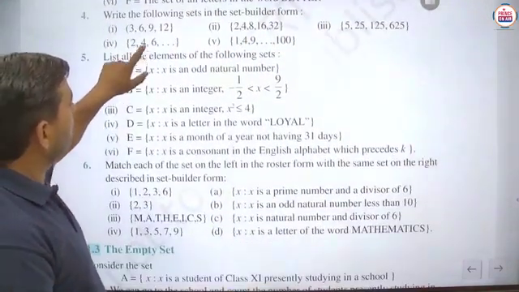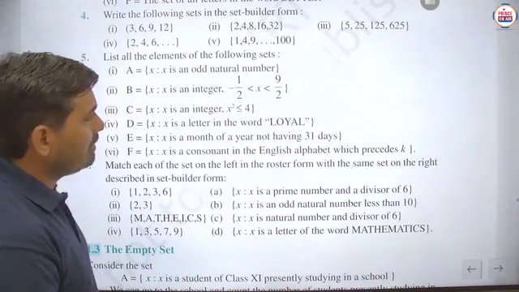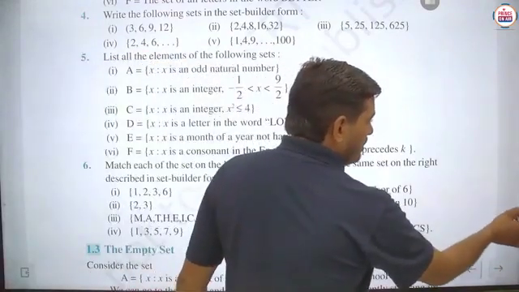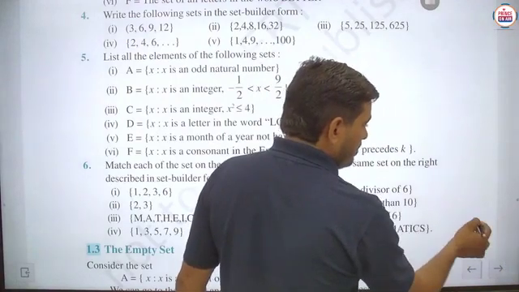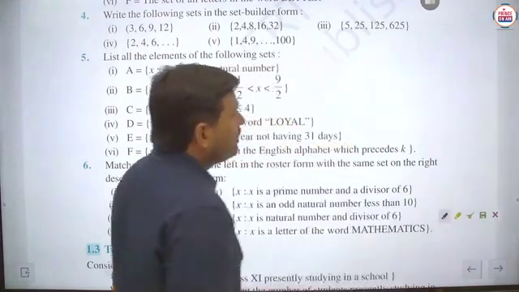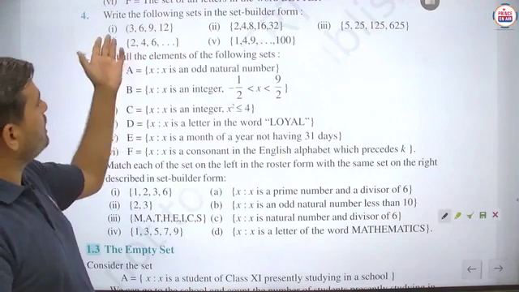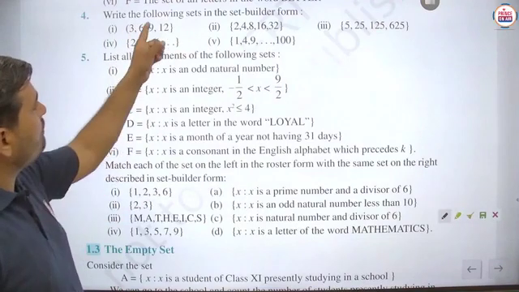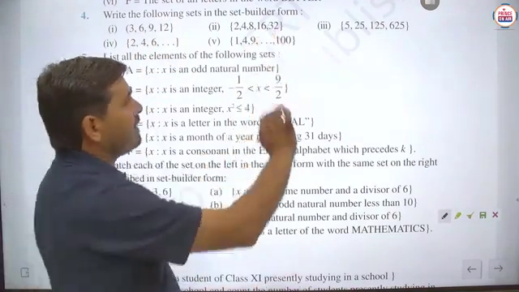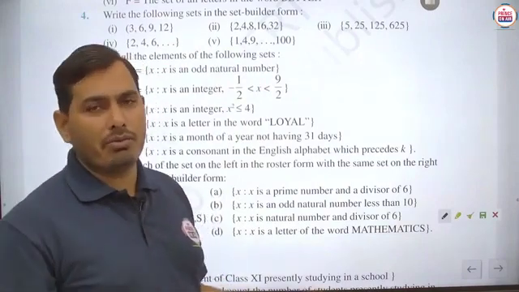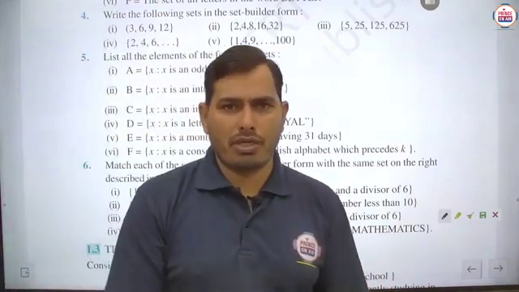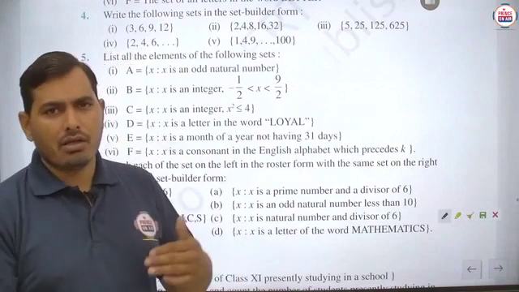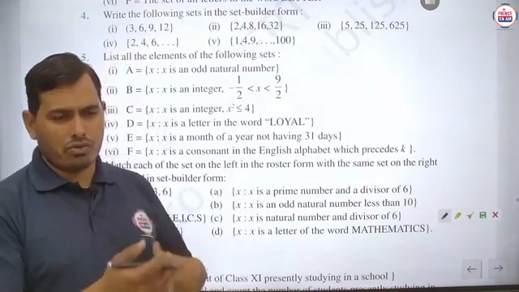So basically students, in this question number 4, a different type of format is given. It says to write the following sets in set builder form. Now the set builder form is to be written and the roster form is given. Is it clear? It is the reverse of the work we discussed in the previous question.